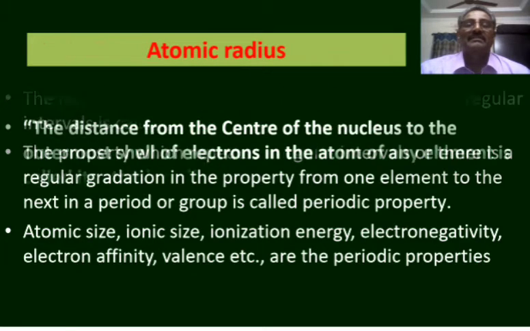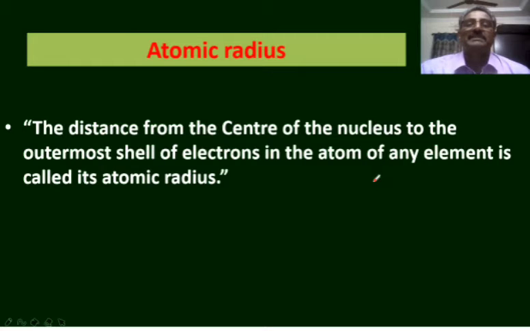Now let us go to the first periodic property, that is atomic radius. You know that atom is a microscopic particle. Its size is measured by assuming it as in the spherical shape. So the size of the atom is expressed in terms of atomic radius. The atomic radius can be defined as the distance from the center of the nucleus to the outermost shell of electrons in the atom of any element.